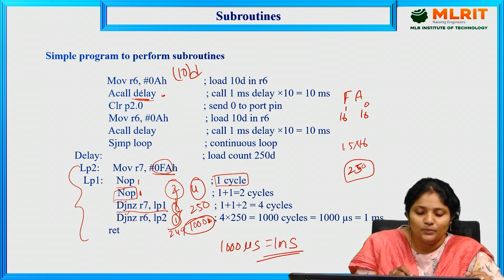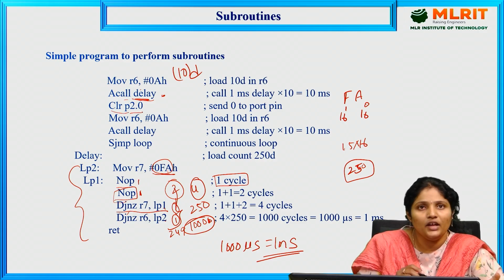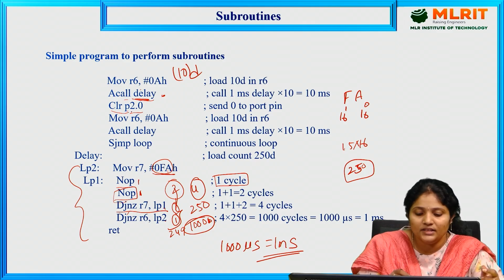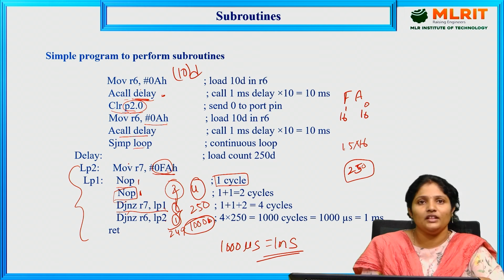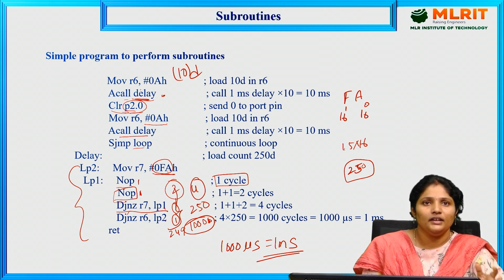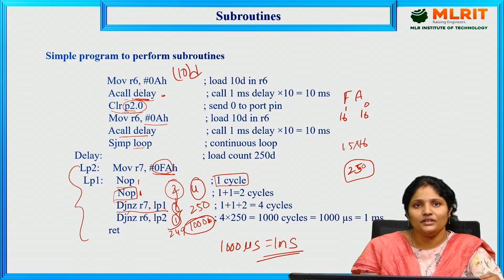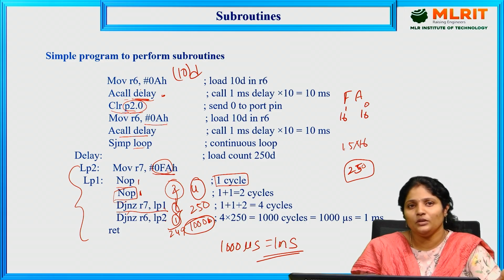Yes. So that's why I am clearing P2.0 here. Usually when we are using ports, the default value in the ports is all 1, so they are always input ports. That's why I'm clearing it, and after 1 millisecond the ports will be cleared. Again it will be loaded with 10, so 10 times it will be executed, which is 10 milliseconds. So it will produce a 10 millisecond delay. This is how we generate 1 millisecond of delay in the programs without using the timers. If we are using the timers, it will be different.